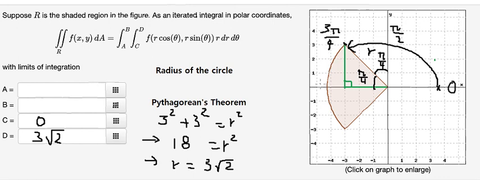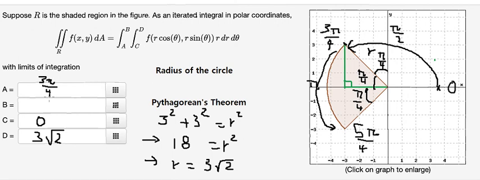And now from this line, that's π. Now we need to add π/4 here, so they will go this way, go in here. So π plus π/4, we have 5π/4. So A should be 3π/4, and B is 5π/4.